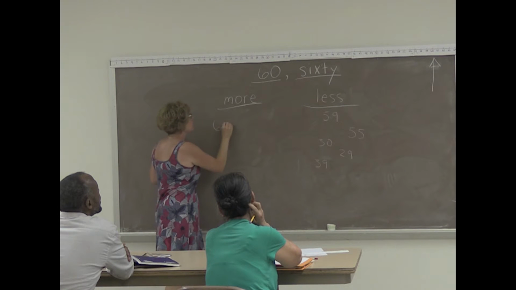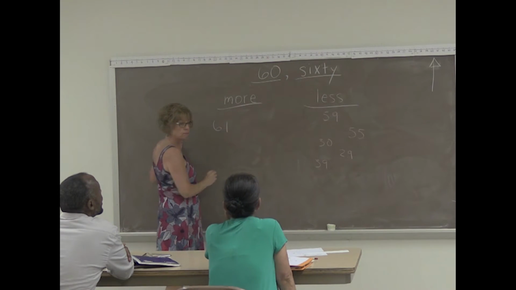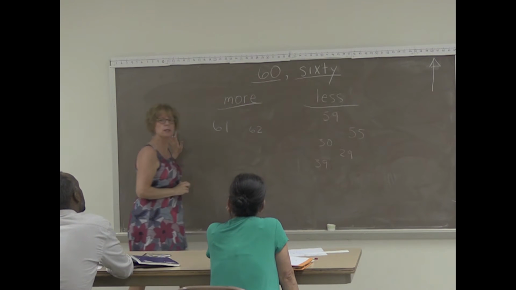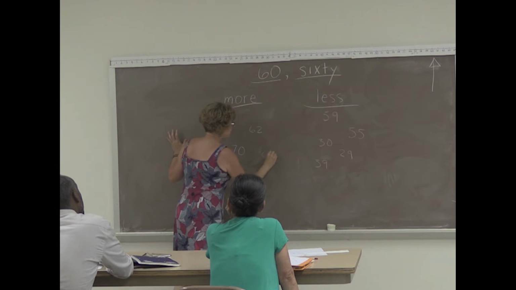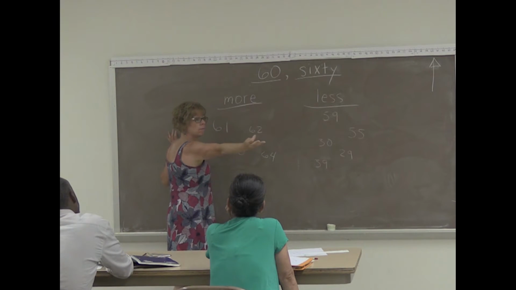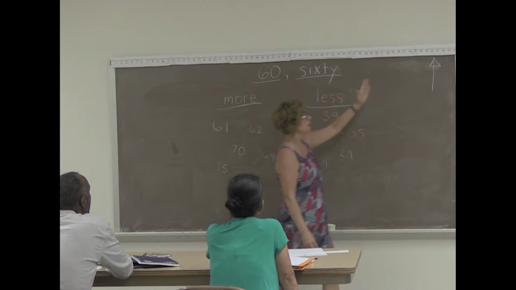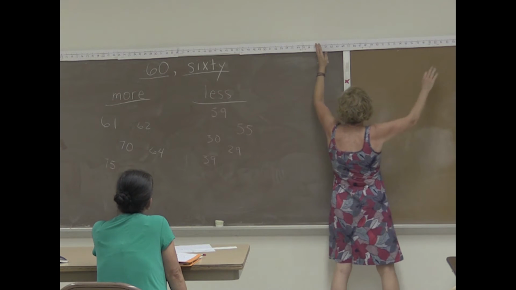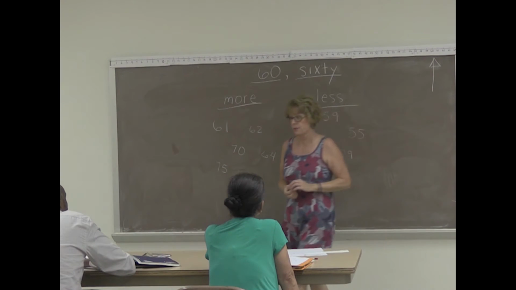61 is more than 60. 62 is more than 60. 70, 64, 75. Right? So any of these numbers more than 60, they are bigger than the number 60.